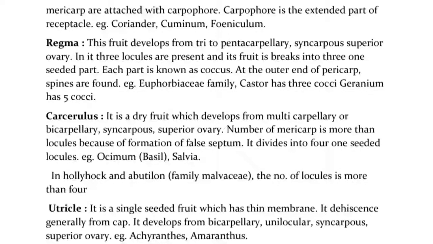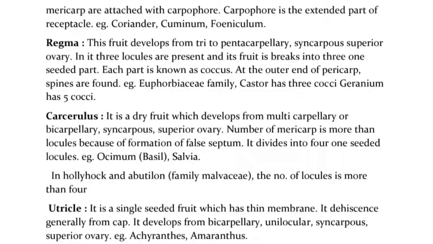Carcerulus. It is a dry fruit which develops from a multicarpellary or bicarpellary, syncarpous, superior ovary. The number of mericarps is more than the locules because of formation of a false septum. It divides into 4 one-seeded locules, e.g. Ocimum, basil, Salvia. In hollyhock and Abutilon of family Malvaceae, the number of locules is more than 4.